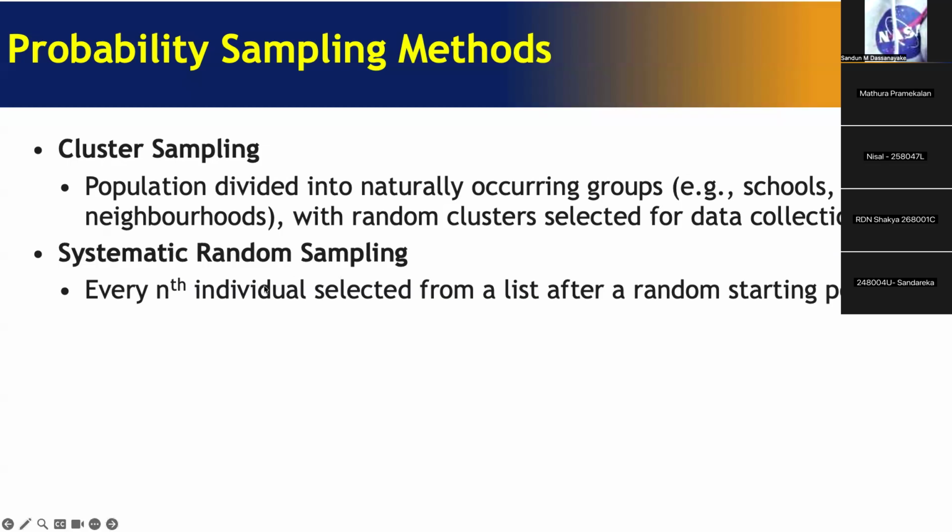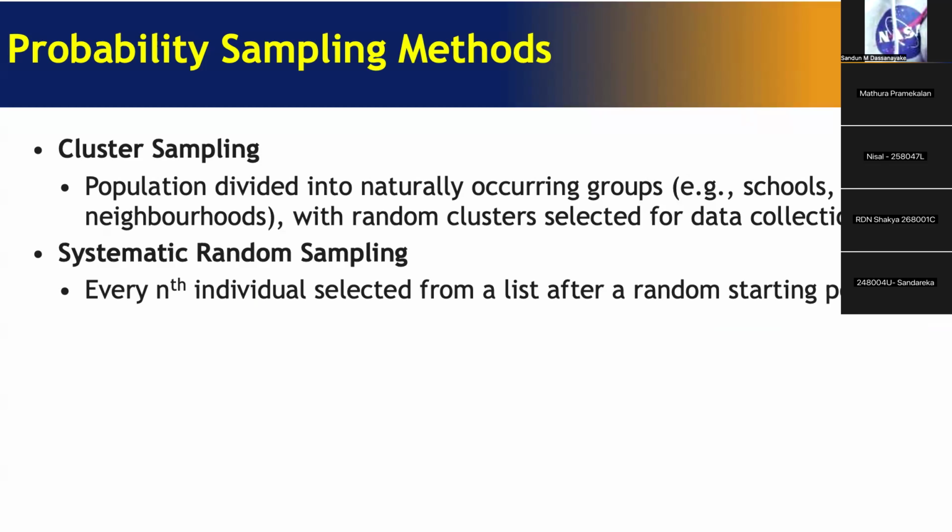Every nth individual selected from a list after a random starting point. So it's like that. For example, we find these people in our university batches as well. You start with one girl, and then if it is a boy, and then you go for the nth individual selected from the list after a random starting point.